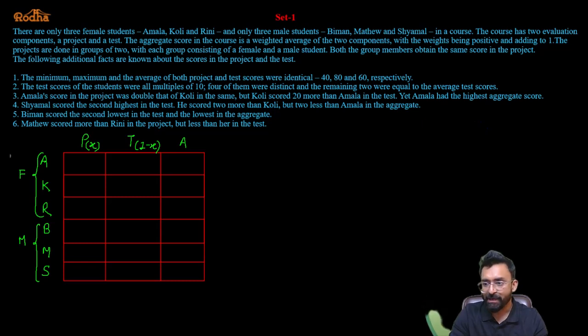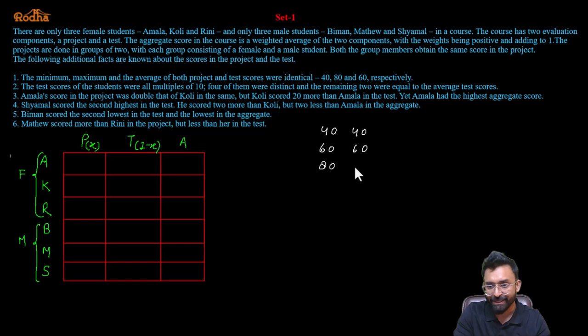Now the important information is that both the people participating in a project will be scoring the same marks. The score of both is the same, and in every project there is one male and one female. So if the male's score is 40, the female's score will also be 40. If someone's score is 60, the other partner's score will also be 60, and if it is 80, it will be 80 as well. Now what do we have in this statement? That the minimum score of the project is 40, the maximum score is 80, and the average score is 60. So somebody must have scored 40, somebody must have scored 80, and somebody must have scored 60. That is what we have in terms of the scores given in the statement.